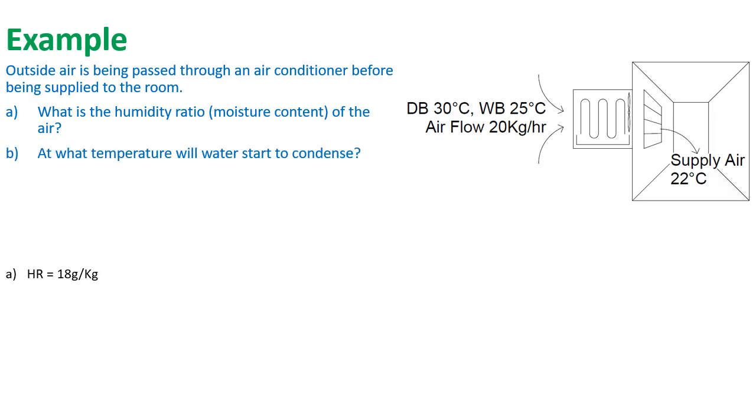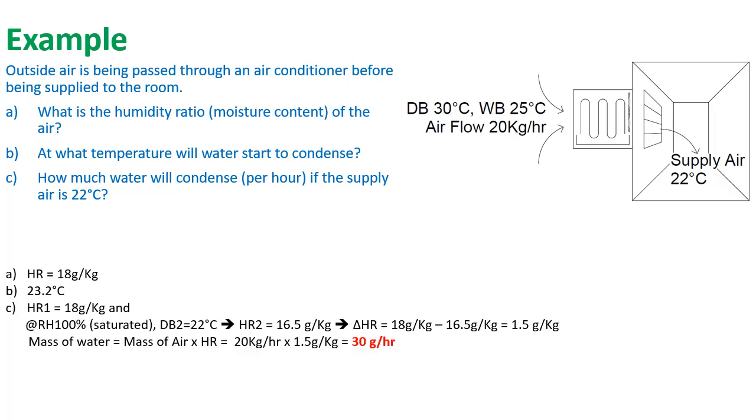At what temperature will water start to condense? Our dew point here will be around 23.2 degrees Celsius. How much water will condense, per hour, if the supply air is 22 degrees? To solve this part, let's look at the initial conditions of the air, or the input air, which according to our calculations has the moisture content of 18 grams per kilogram of dry air.